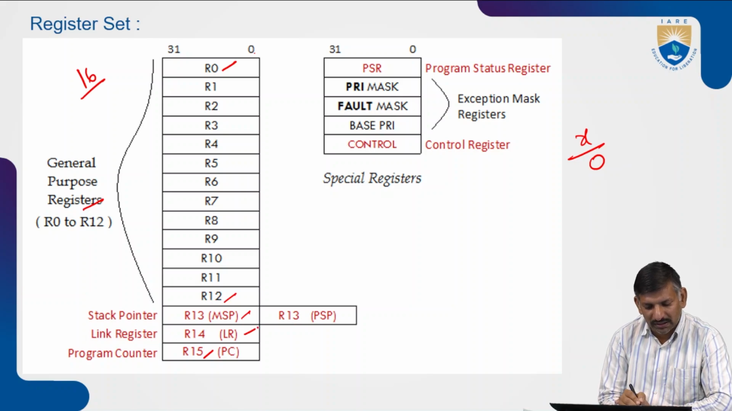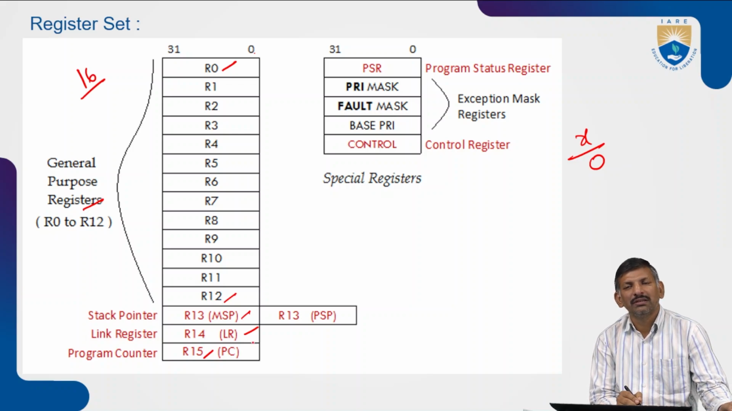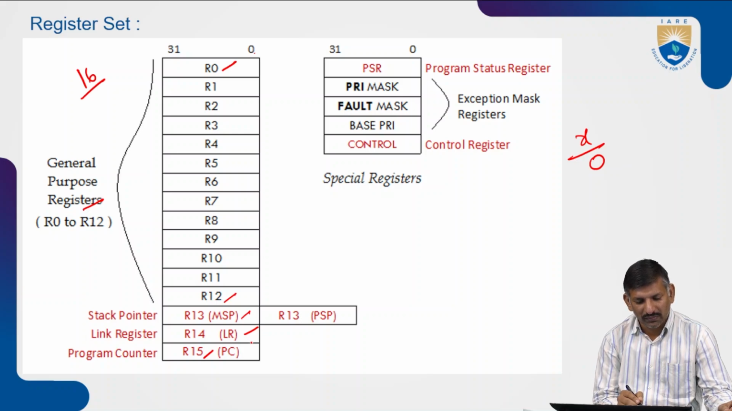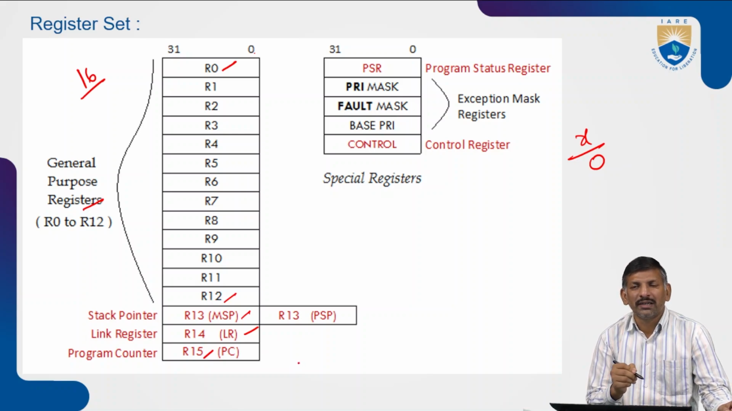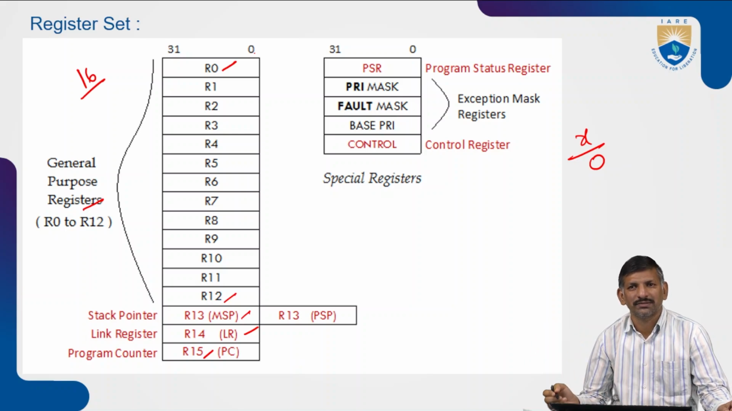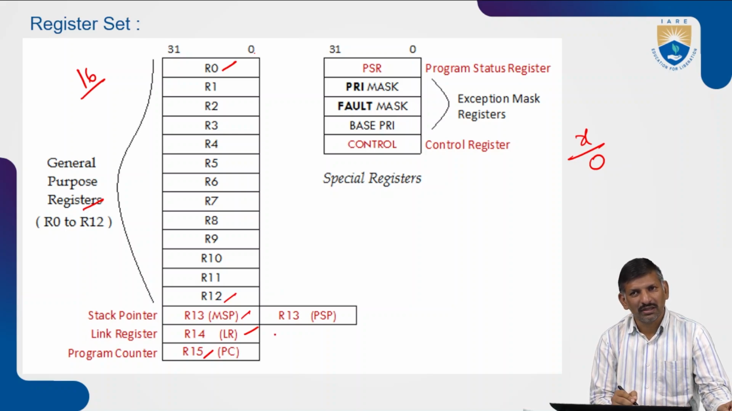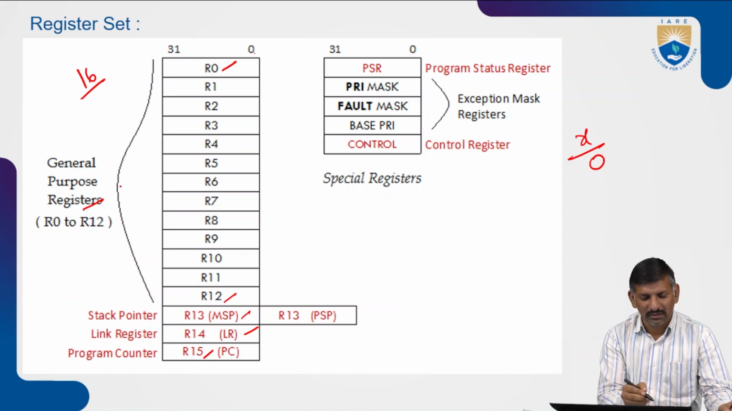Next, the R14 register is used as the link register, which stores the return address of the instruction. Next, R15 is used as the program counter. The program counter fetches the address of the next instruction to be executed. So, a total of 16 registers. Among them, 13 registers are used as general purpose registers.